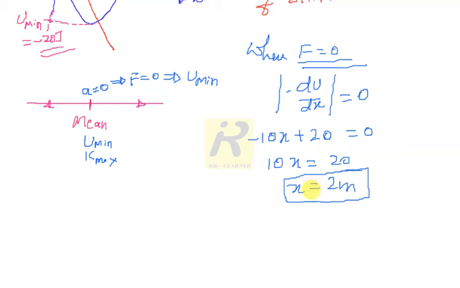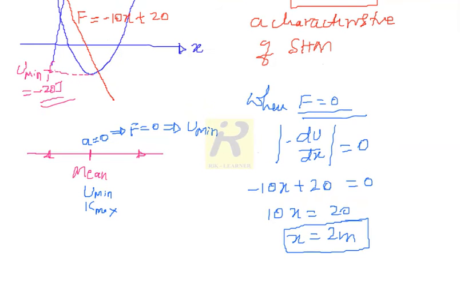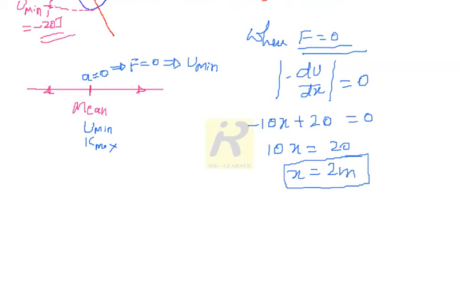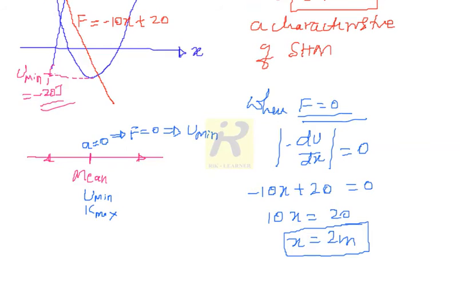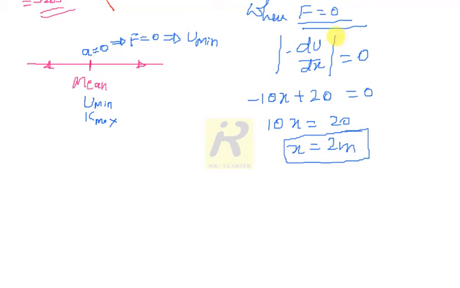So the particle is not oscillating with respect to the origin, it is oscillating with respect to a position which is at x equals 2 meters from the origin. In this situation we got the value of x equal to 2 meters. What we are actually saying is that the minimum potential energy during motion is minus 20 joules, so we have to find the minimum energy. This is the value of x we found corresponding to F equals 0. When F is equal to 0, the U becomes a minimum, right?